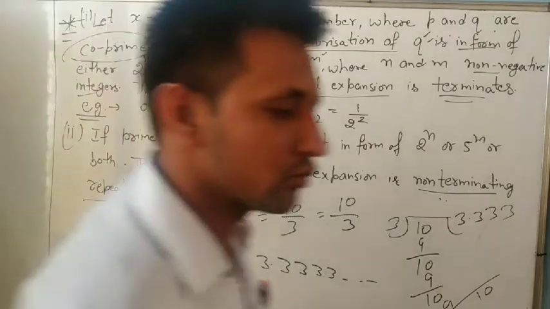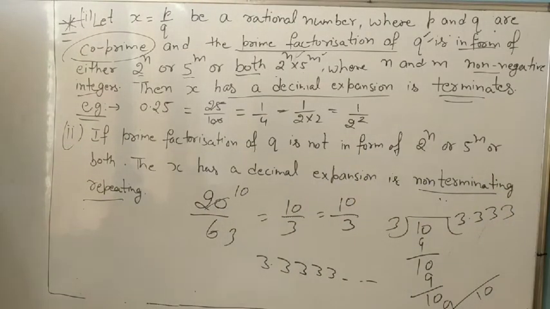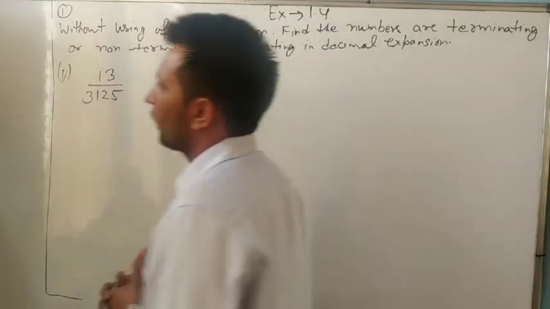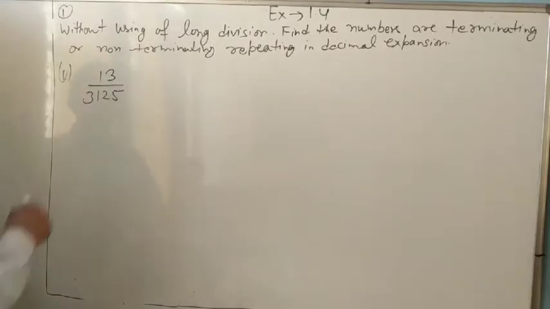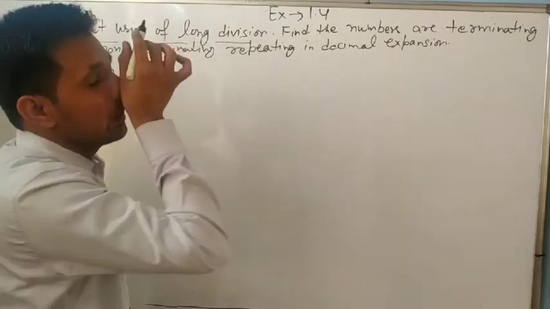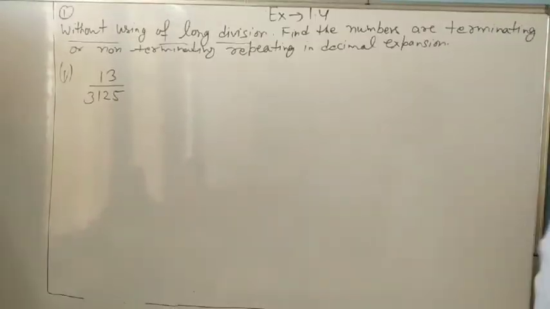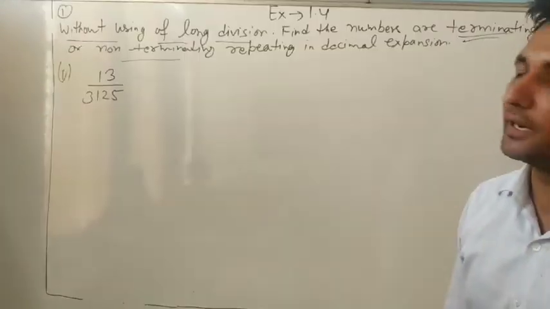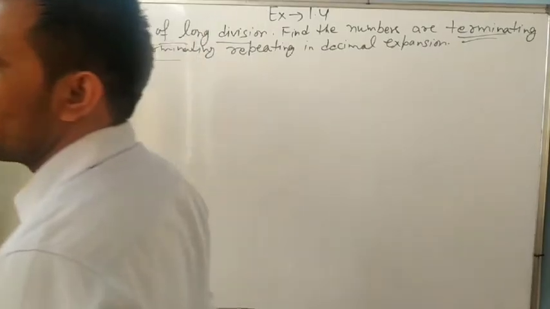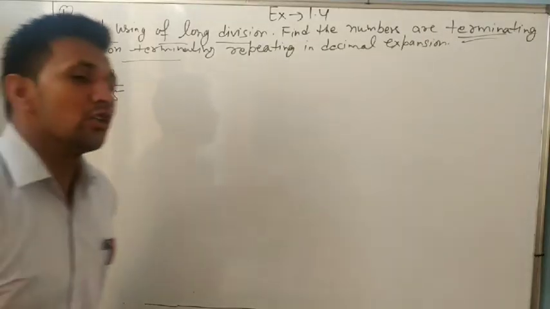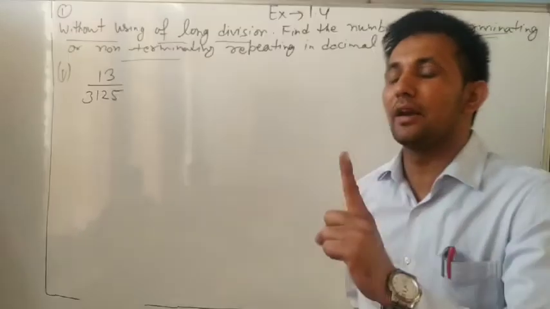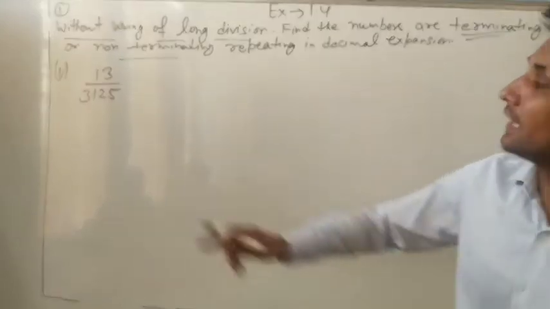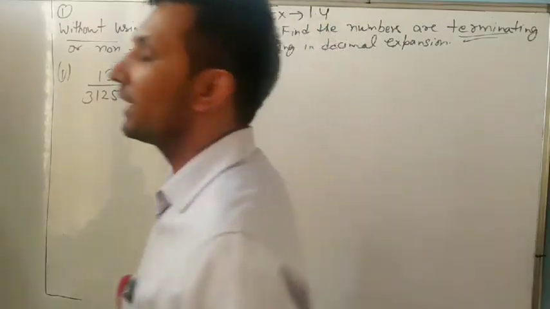Now we will do question number 1 of exercise 1.4. The question is already given: without using long division, we have to find whether the number is terminating or non-terminating repeating. So the first question is given, 13 upon 3125. The first step you have to remember is that P and Q should be co-prime. What is co-prime? There is no common factor in P and Q.